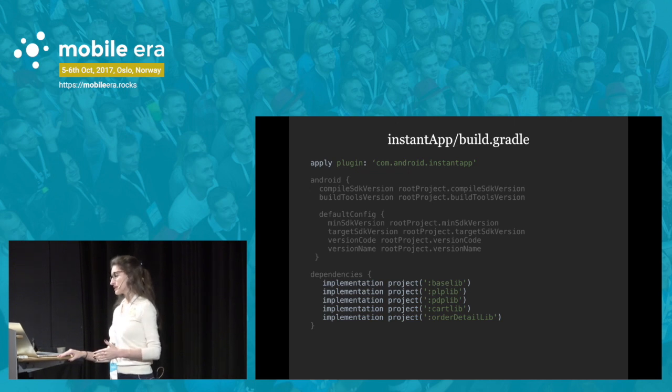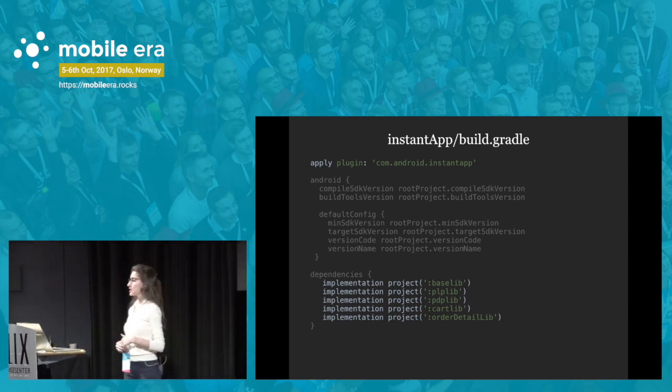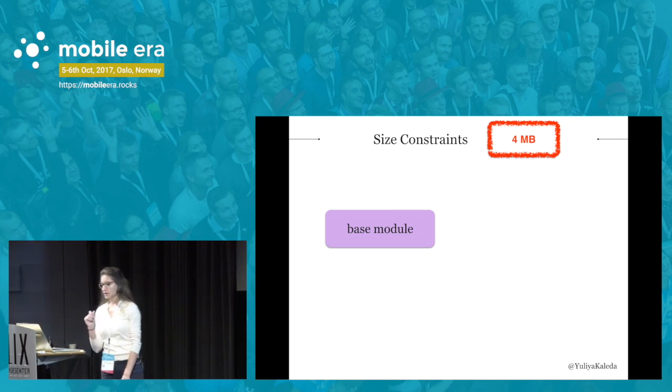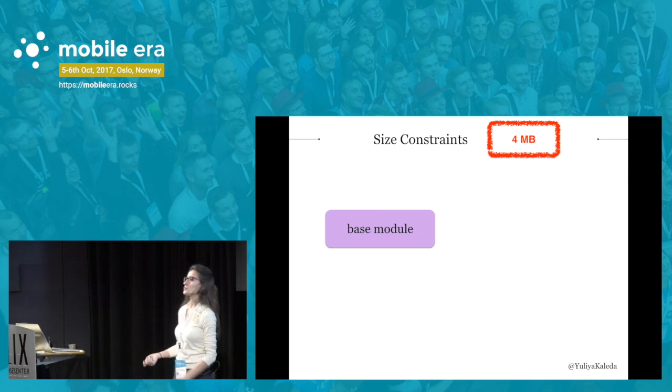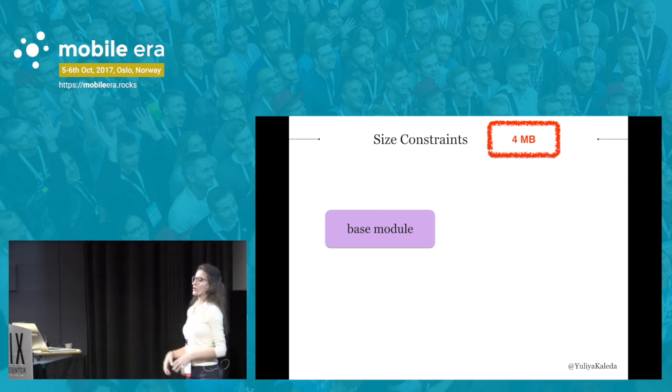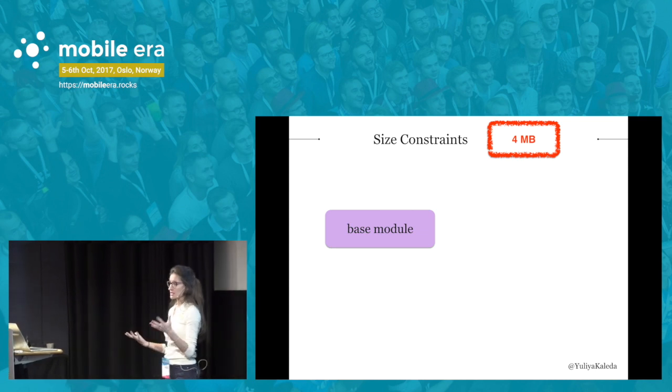Build.gradle file of the Instant app is pretty similar to the app module. The plugin is different, com.android.instantapp. The dependencies block looks pretty similar to the app module. So you have to tell Instant app that it would depend on the base module and the second level feature modules. So we've talked about size constraints, right? And we've talked about a problem that we run into in a single feature Instant app where once our base module reaches that 4 megabyte size limit, there is no space to grow.